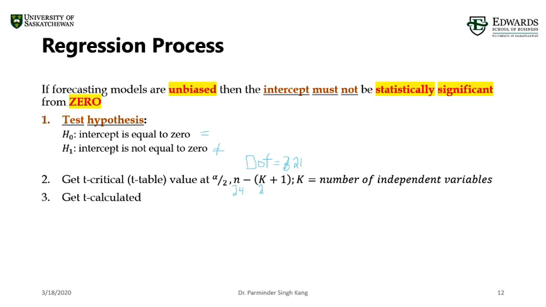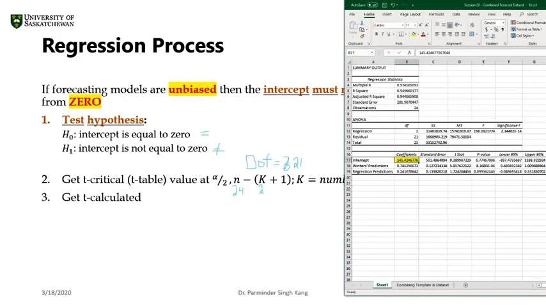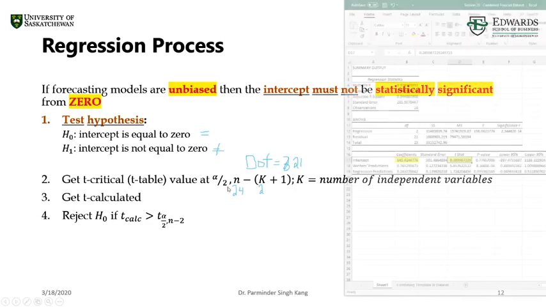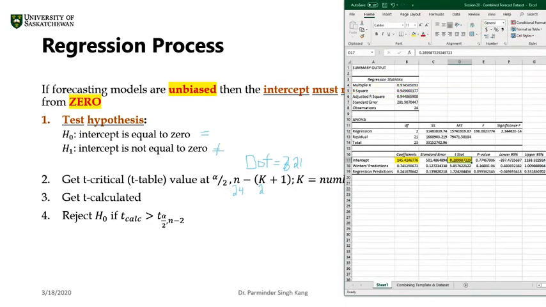And then we get t calculated. I'm going to go back to Excel again. We have t calculated here for the intercept term, which is 0.289. Once you have t calculated, we're going to make a decision, right? Reject the null hypothesis if t calculated is greater than t critical. In our case, t calculated is 0.289 and t critical is 2.08, something like that. So in this case we fail to reject the null hypothesis.